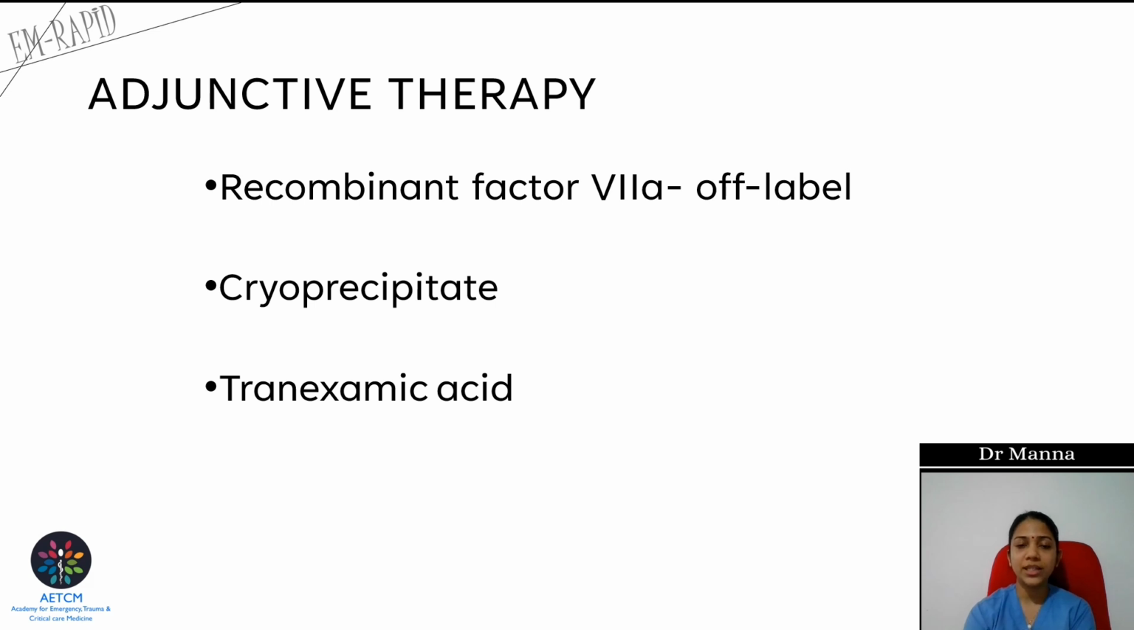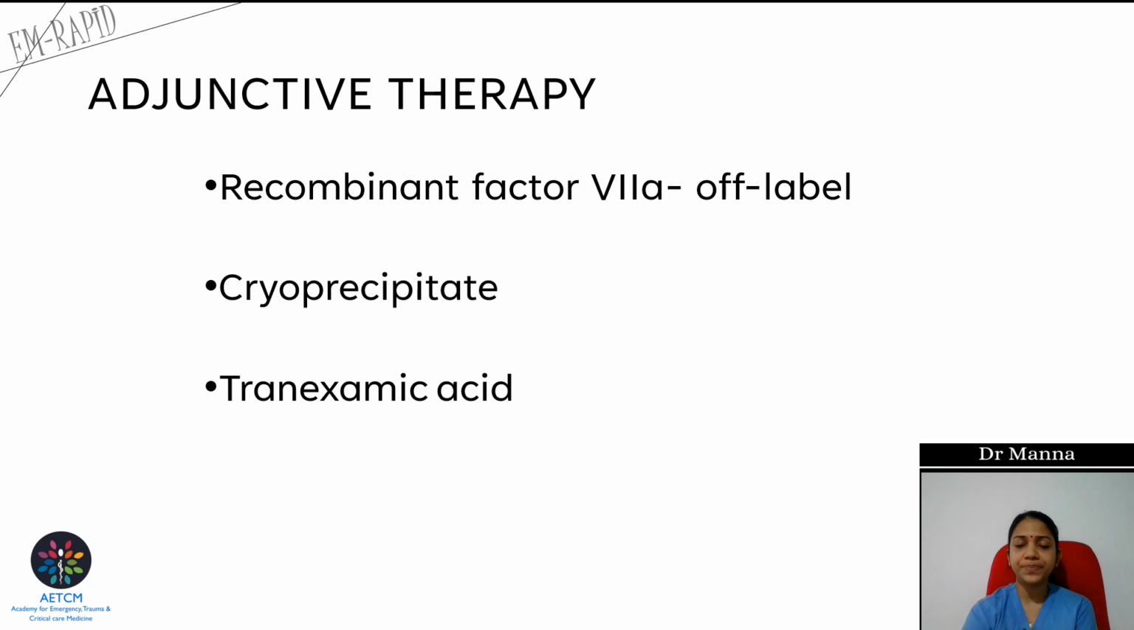So as I told, this should be done. Other adjunctive therapies like recombinant factor 7A can be used, but in acute trauma there will be loss of many coagulant factors, so recombinant 7A might not be helpful in acute trauma settings, and it is costly also. Then adjunctive therapy with cryoprecipitate I have already mentioned, and tranexamic acid.